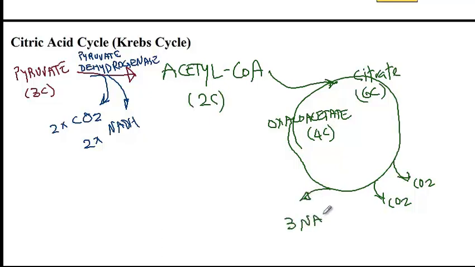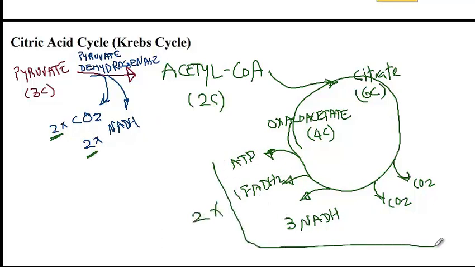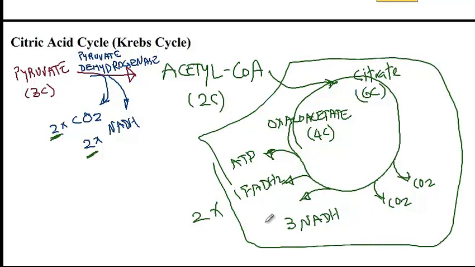3 NADH will be produced, 1 FADH2 will be produced, and 1 GTP or ATP will be produced. And again, we have 2 molecules of everything here. So 2 times every one of these values that we just discussed. And that was basically a brief summary of the citric acid cycle, also known as Krebs cycle, or the other name is tricarboxylic acid cycle. That's why they say TCA cycle.